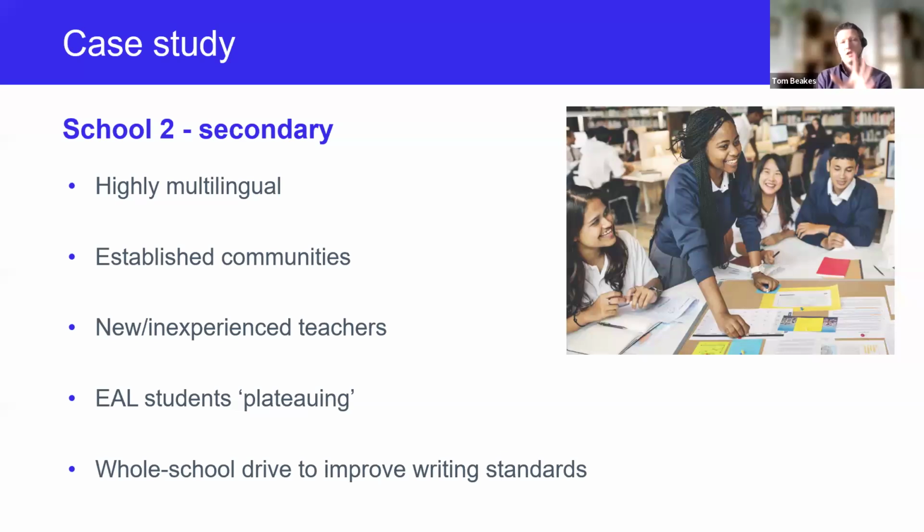Okay, our second case study. This is School 2. It's a secondary school in an urban area of the country. It's highly multilingual, and the school have assessment systems in place for tracking progress because they're very used to large numbers of EAL learners. There are several large established language communities within the school and the local community, in addition to other language groups as well. And there are staff at the school who speak the community languages of those students as well.